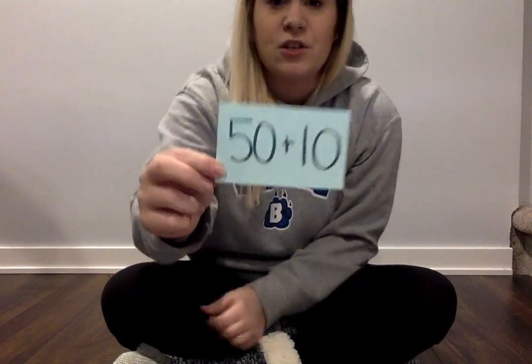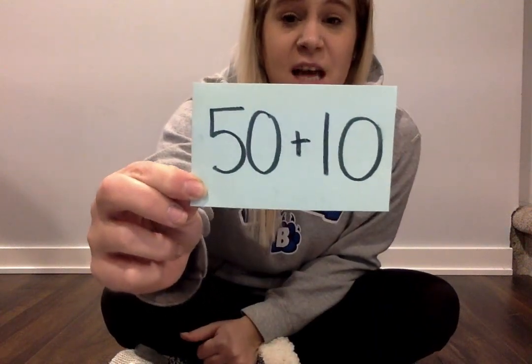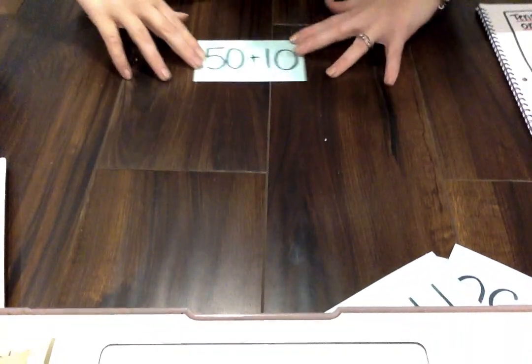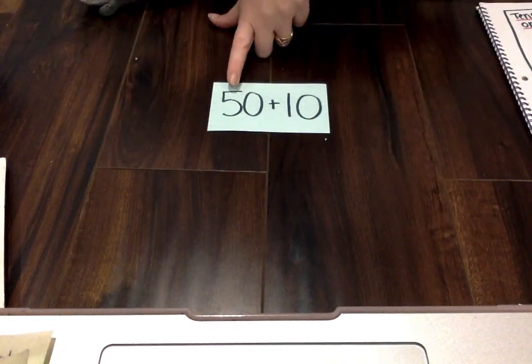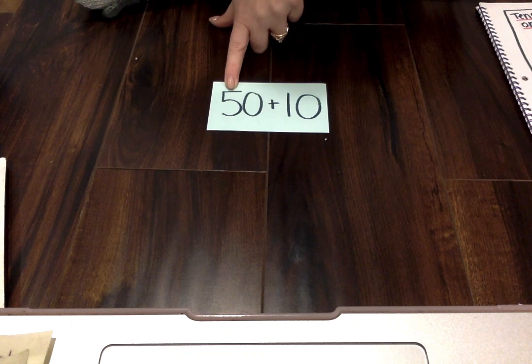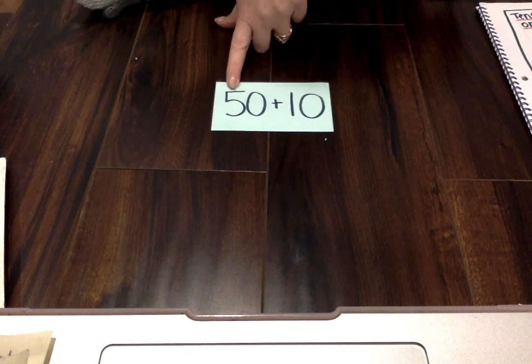So I'm going to back up so that you guys can see my numbers that I'm working on. My first addition that I'm going to do is 50 plus 10. So I'm going to put this down here. Okay, can you see? 50 plus 10. So first I need to make the number 50. How many tens blocks am I going to need?